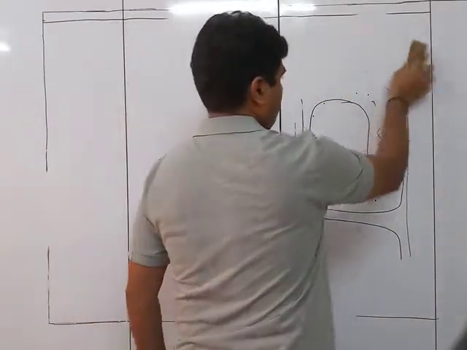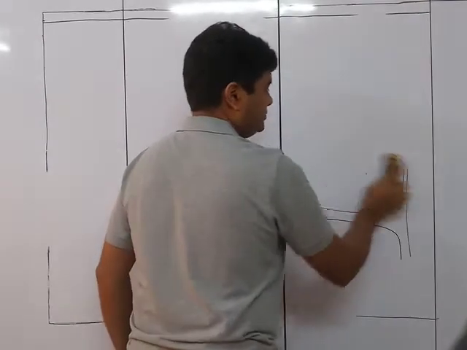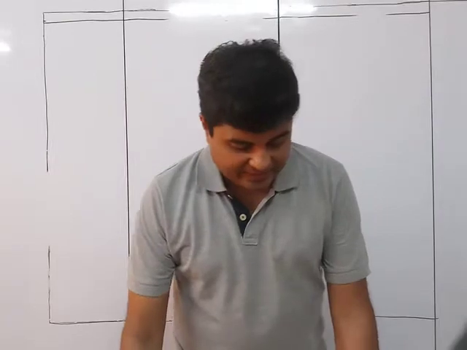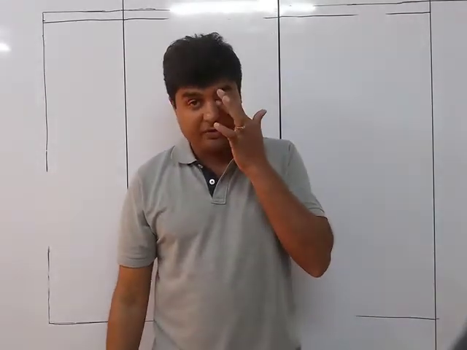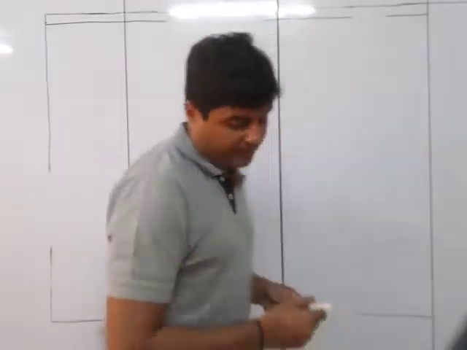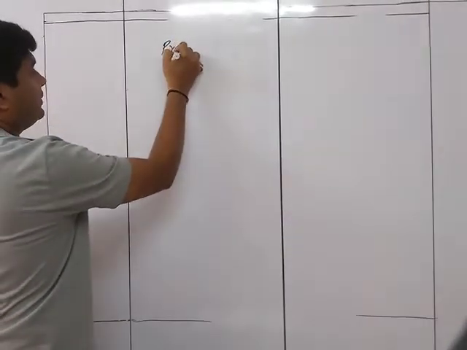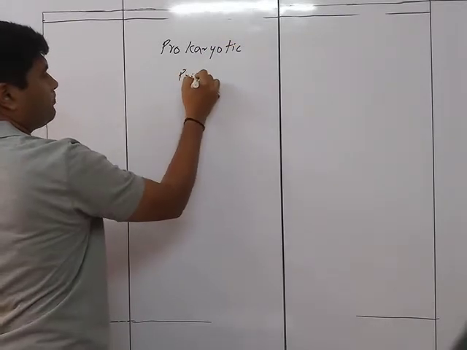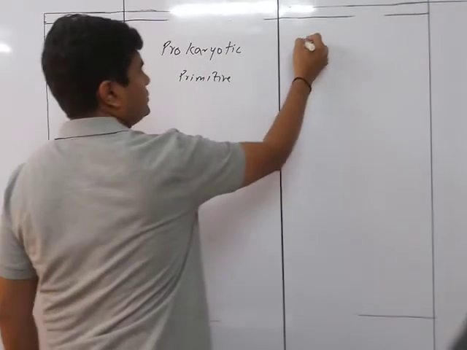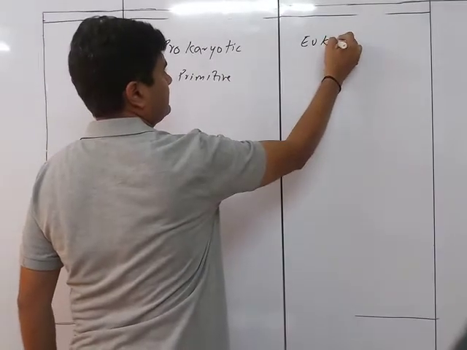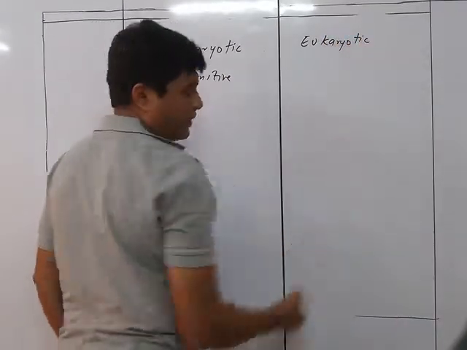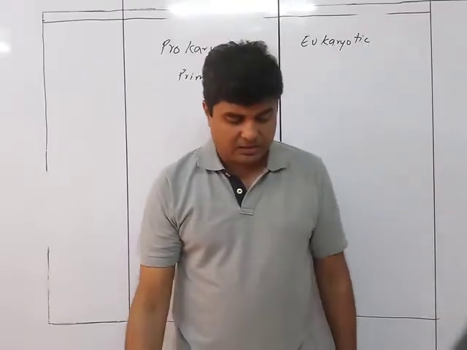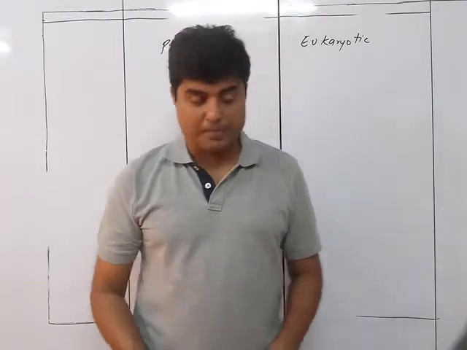Pro means old, of the older times. The prokaryotic cell is a term which means primitive. So the primitive cell is called prokaryotic, and the other one is eukaryotic, which is the modern one. Prokaryotic means primitive nucleus, and eukaryotic means a true or complete nucleus.